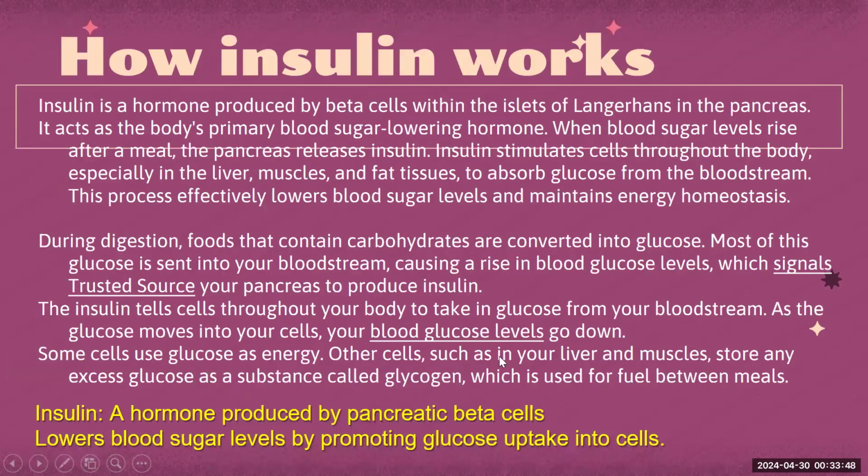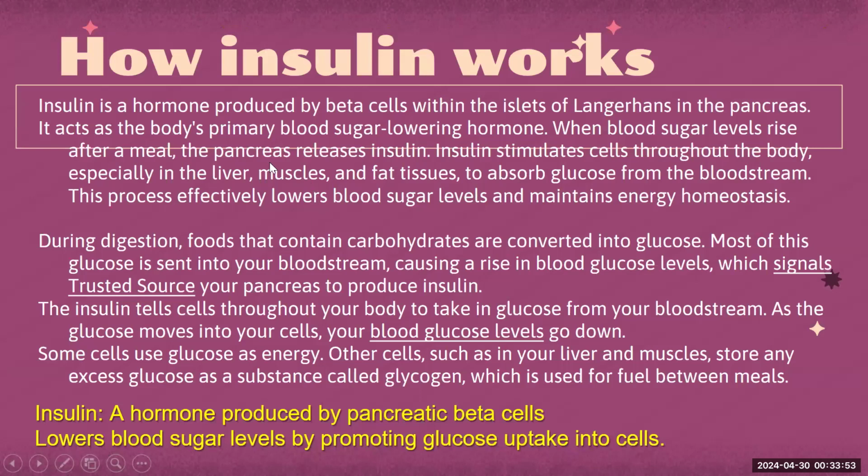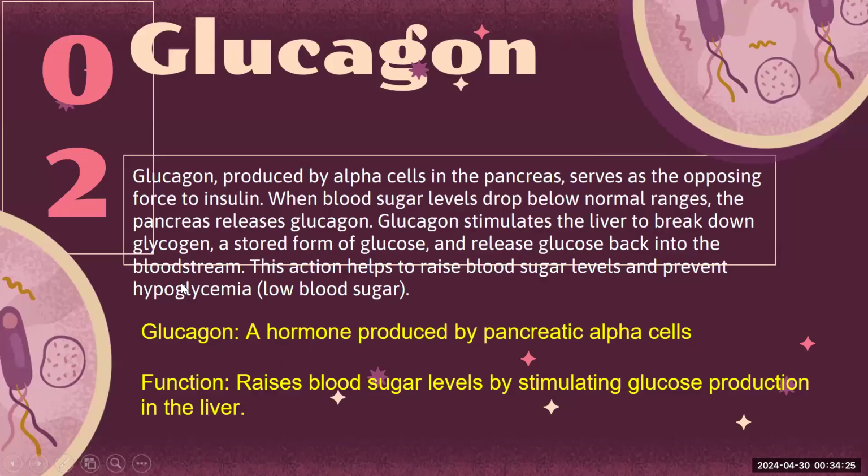But how does this work? How does insulin work and how does glucagon work? Insulin works during digestion. Our food, of course, is converted into glucose, which raises the blood glucose level. So what happens? The insulin is released from the pancreas and starts to lower the glucose level, and the one responsible for that is the beta cell. But glucagon is produced by the alpha cell.